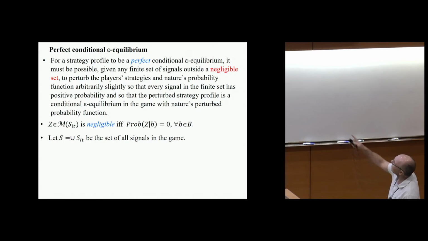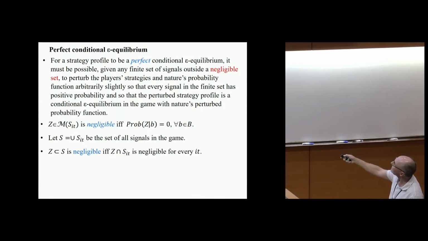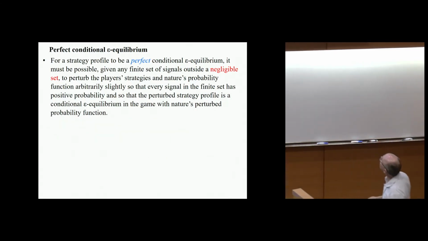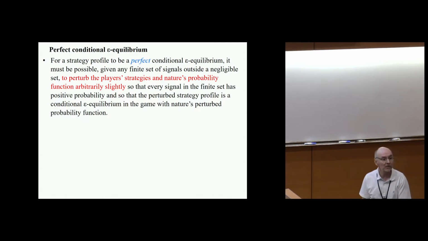Let's take the disjoint union of all the signals. So now we have a notation for the set of all signals in the game. And so we can say a subset of signals in the game is negligible if the intersection of that with each player's signals at any date t is negligible. Okay, so those are negligible sets of signals. What else do we have to think about? What does it mean to perturb the players' strategies and nature's probability function? What do we mean by a perturbation of a strategy profile?